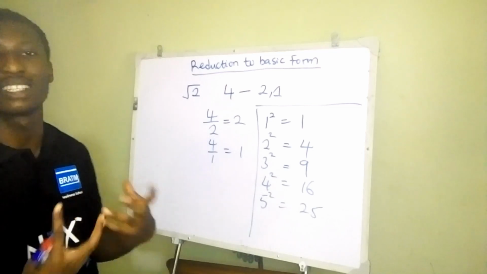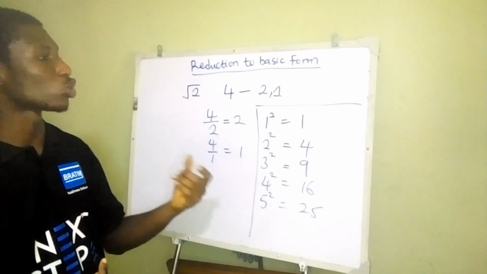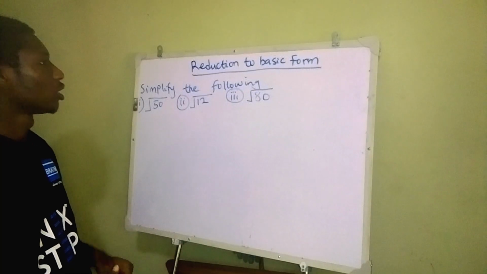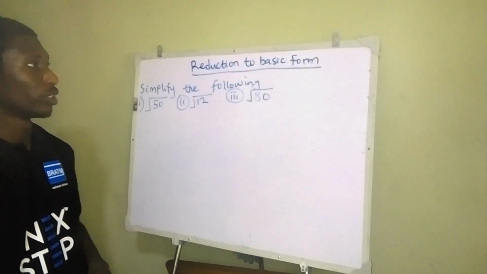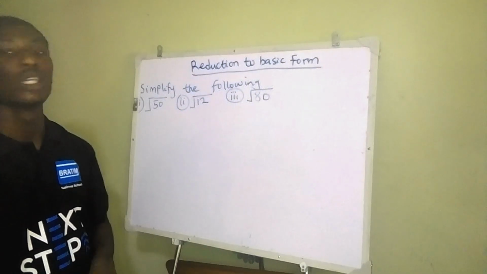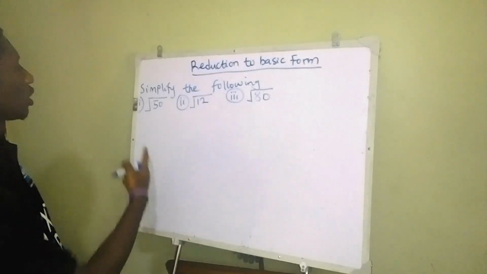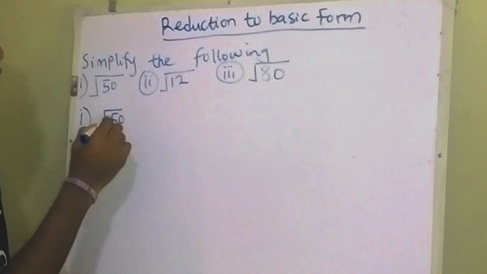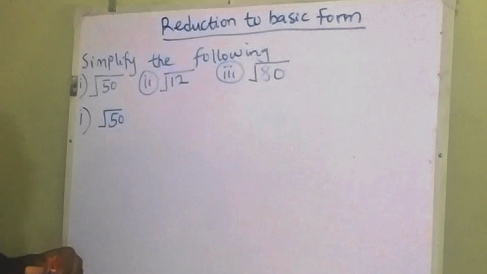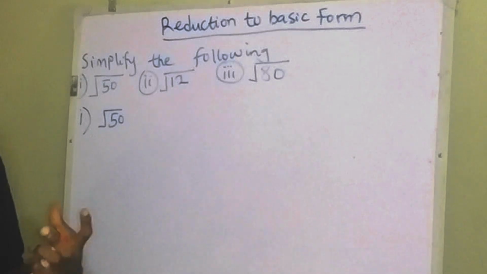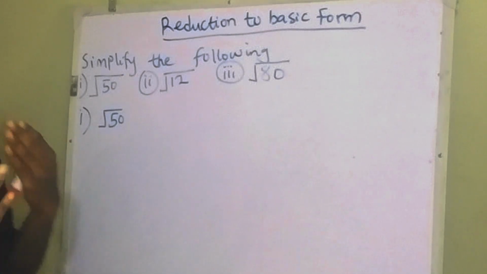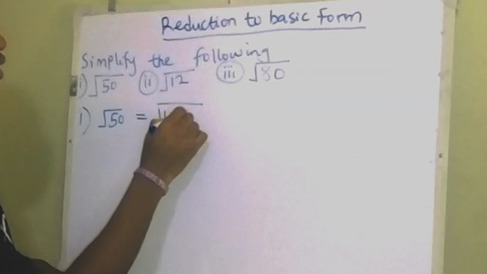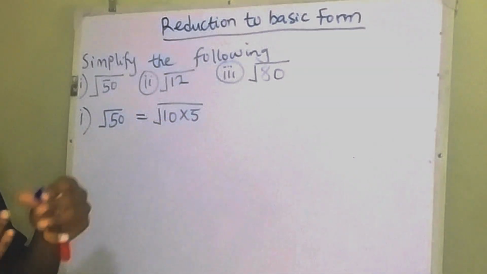So let's briefly look at examples that will help us understand all these terms we have talked about. As you can see, we are asked to simplify the following. That means we are asked to reduce them to their basic forms. The first one is reducing square root of 50 to its basic form. Now, square root of 50 can be written as, the most obvious one that will come to your mind, 10 times 5. If you make it 10 times 5, we cannot follow through this route.